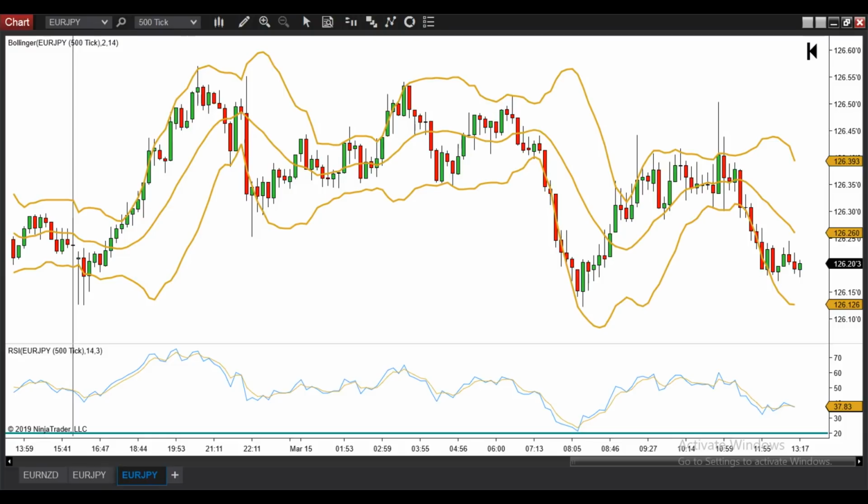And in order to trend trade successfully, you have to have a decent amount of volatility in your market. So as an example, what you're looking at on the screen here is a chart of the Euro JPY, which is a very nice pair to trade. And we'll get into more of why it's a nice pair to trade in just a bit.